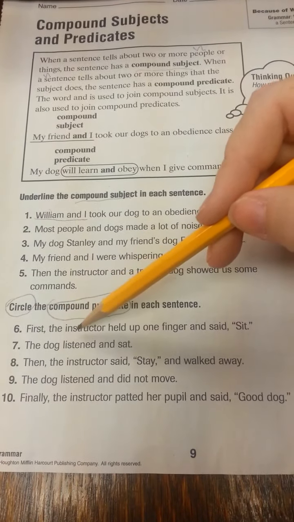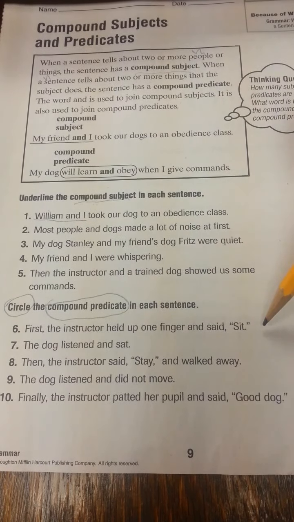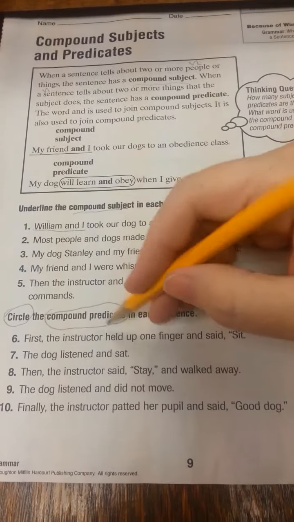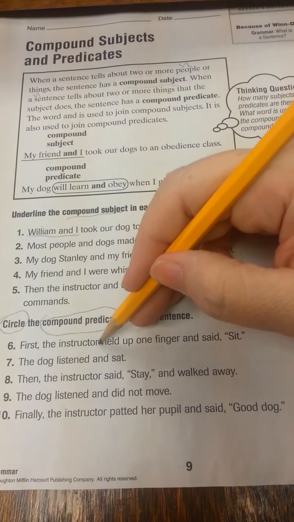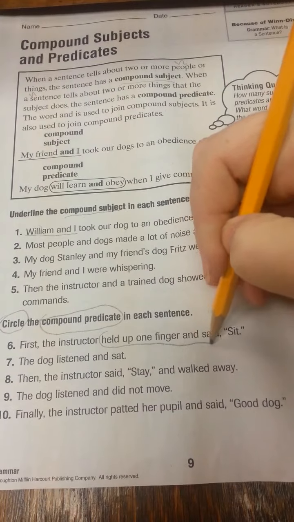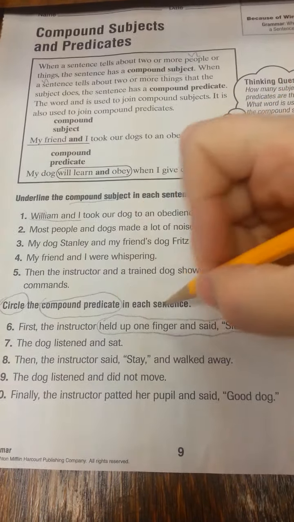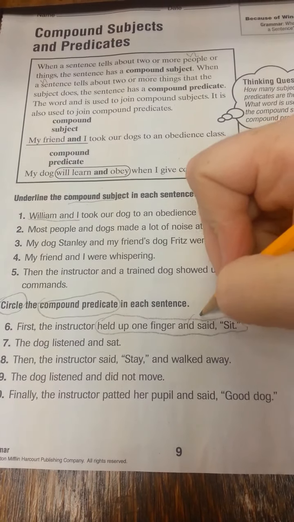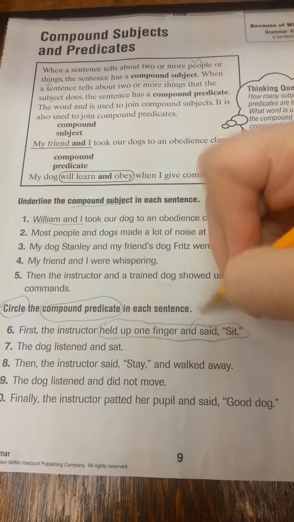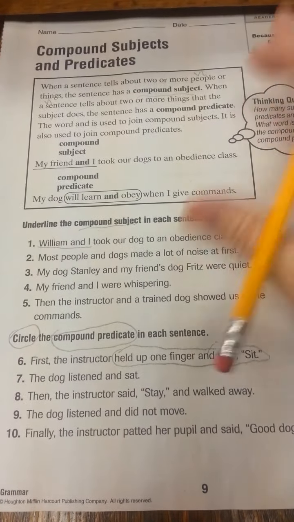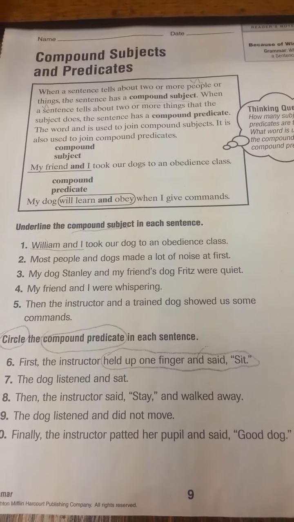So, first the instructor held up one finger and said, sit. So, I know that held and said are verbs. So I'm going to circle this. Okay. And there is my coordinating conjunction. All right. Read through there carefully. If you have any questions or not sure about some words, come and see me and I will help you. Now it's your turn.